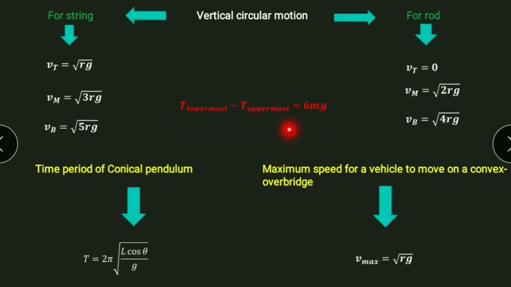The difference between tensions at lowermost and uppermost positions is equal to 6 mg in both the cases, that is in string as well as in rod. For conical pendulum, time period is equal to 2 pi into square root of L cos theta upon g, and maximum speed for a vehicle to move on a convex overbridge, V max equals square root of Rg.